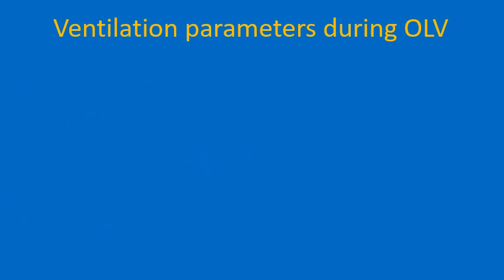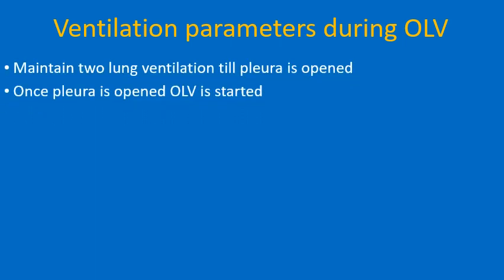Now what are the ventilation parameters we keep during one lung ventilation? Here we have to maintain two lung ventilation till the pleura is opened, and once the pleura is opened, one lung ventilation is started. How is this one lung ventilation started? As soon as the pleura is open, we have to clamp the bronchial or the tracheal lumen as appropriate, and we have to ventilate through the other lumen.